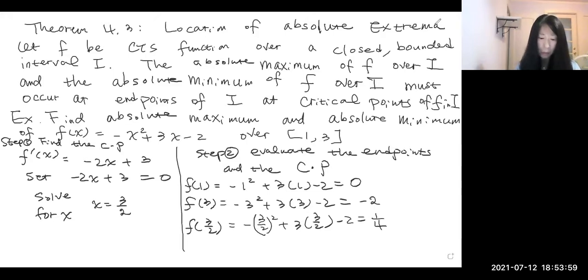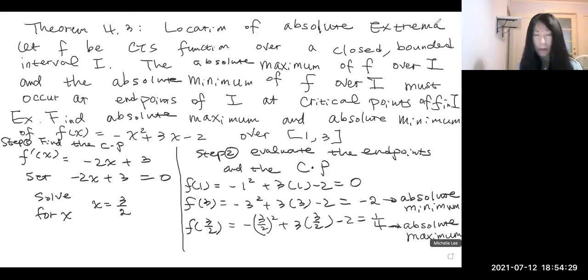So which one is the smallest one, the lowest one? This one, right? So we call this the absolute minimum. And which one is the largest value, which is a positive 1/4, right? So we call this the absolute maximum. Okay, makes sense? Is it clear? Okay, good.